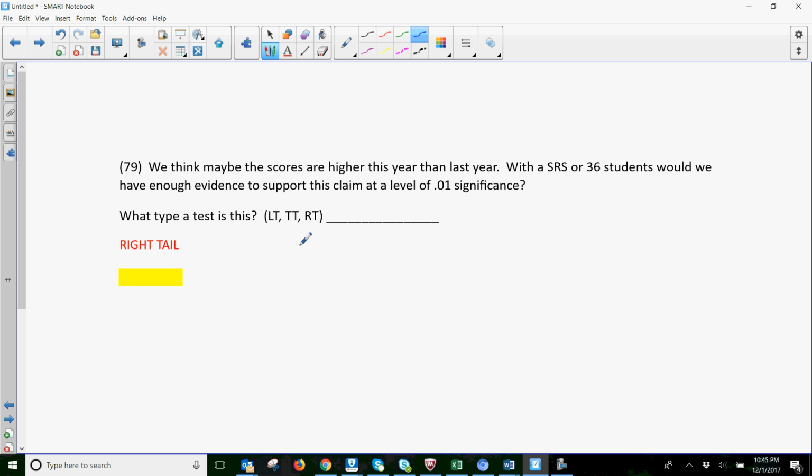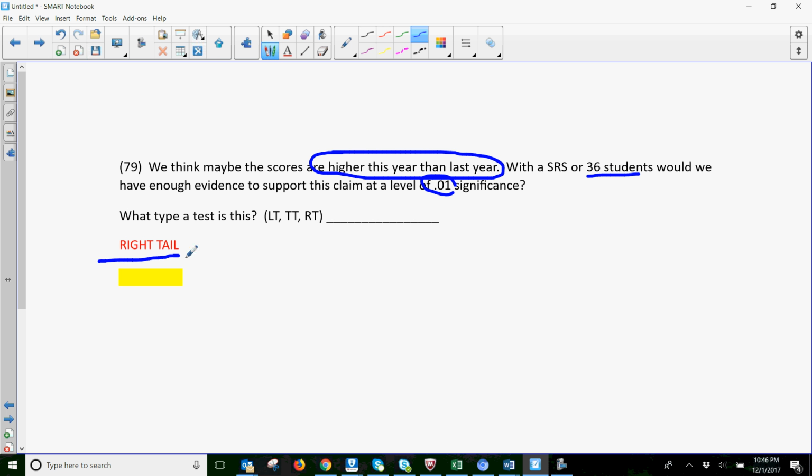Now it says we think the scores may be higher this year than last year. With a simple random sample of 36 students, will we have enough evidence to support this claim at a level of 0.01 significance? So now it says, what type of test is this? So we said higher this year than last year.